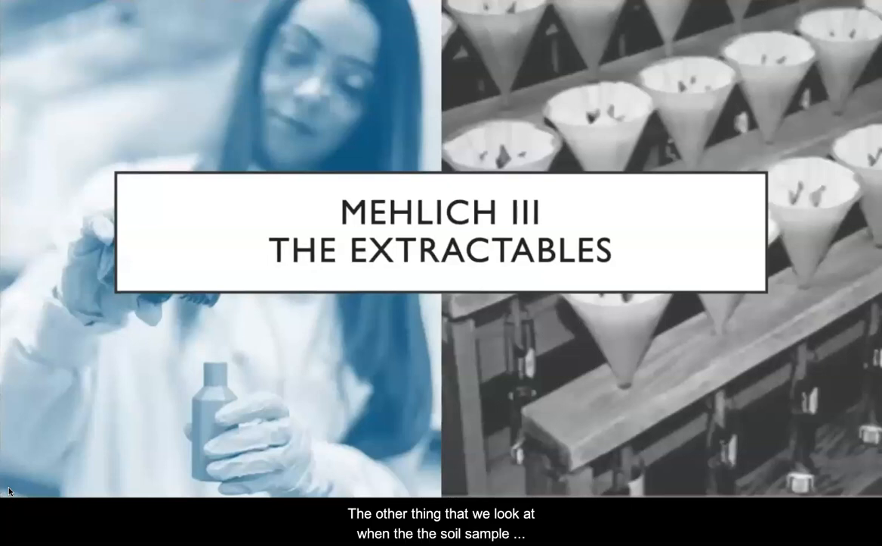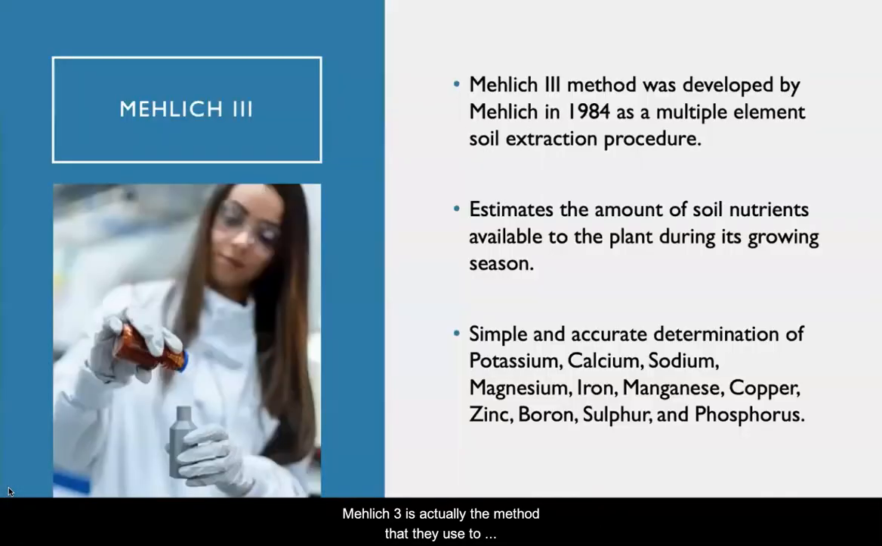The other thing that we look at when the soil sample comes back is all of the Mehlich 3 extractables. Mehlich 3 is actually the method that they use to determine most of the things we need to know in the soil sample. Things like potassium, calcium, sodium, magnesium, iron, manganese, copper, zinc, boron, sulfur, and phosphorus. It's just the method we use.